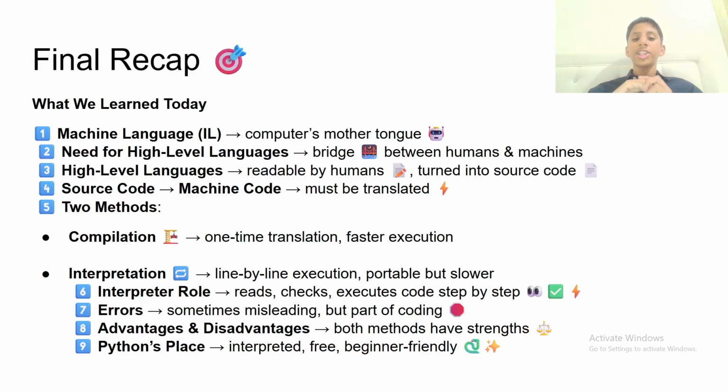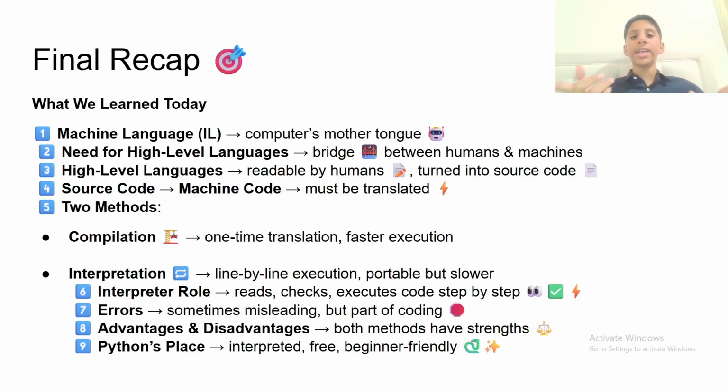Machine language, the instruction list, is a computer's mother tongue. There's a need for high-level languages, like a bridge between humans and machines. High-level languages are readable by humans, and if you write a program in a high-level language, it's source code. Both source code and machine code must be translated. That's why there are two methods. Compilation: one-time translation and faster execution. Interpretation: line-by-line execution, portable but slower.